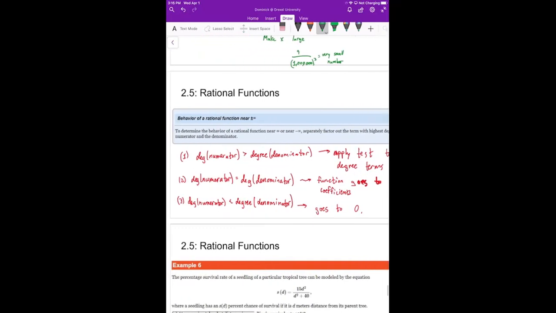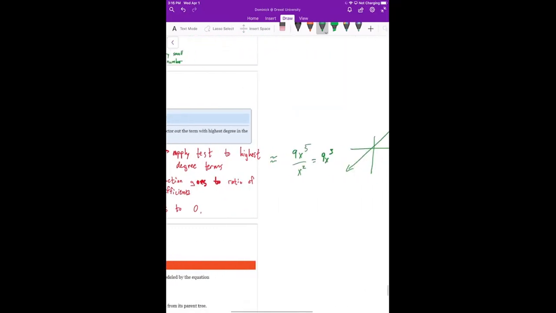Now, the second case is what if they're equal? What if the degree in the top is equal to the degree of the bottom?